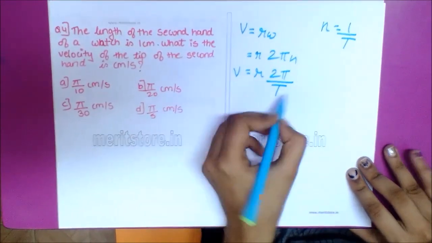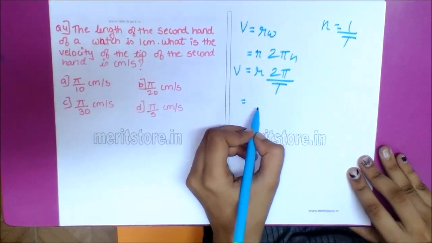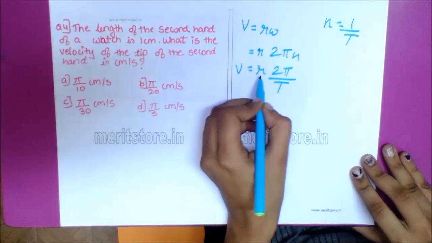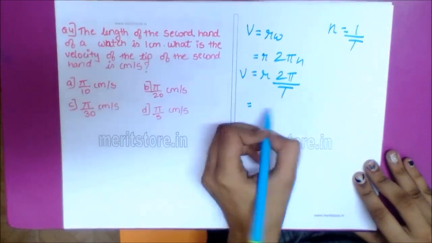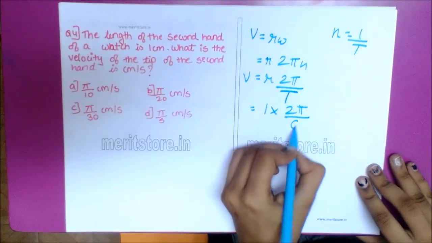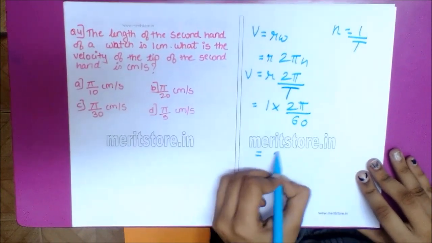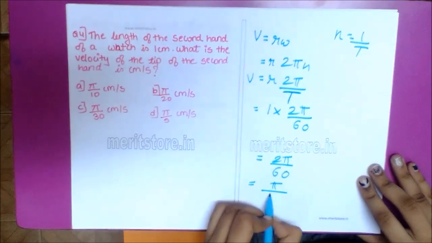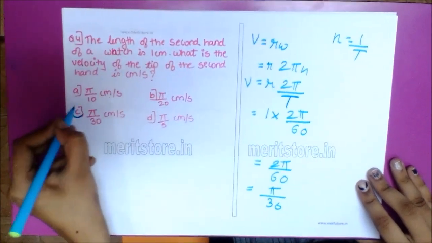Now since it's a second hand, over here I have r, I have to first substitute the value of r, which is given to me as 1 centimeter, so this will be 1 into 2 pi, and since it's a second hand it will be 60. So that is 2 pi by 60. When you solve this, you get it as pi by 30. Option C is the correct option.